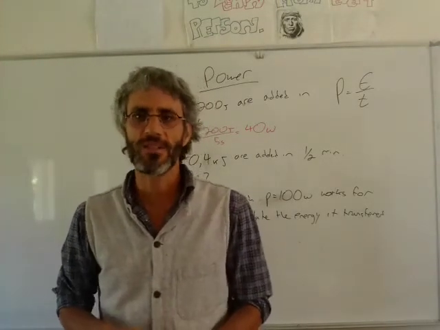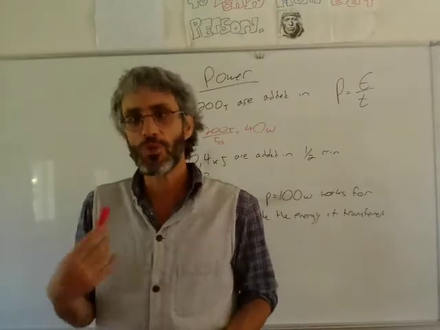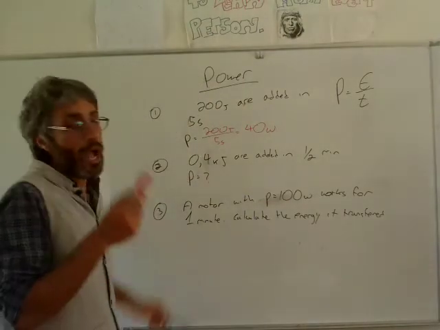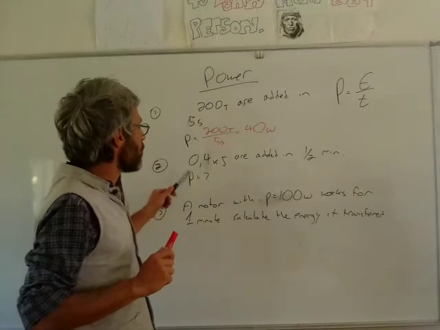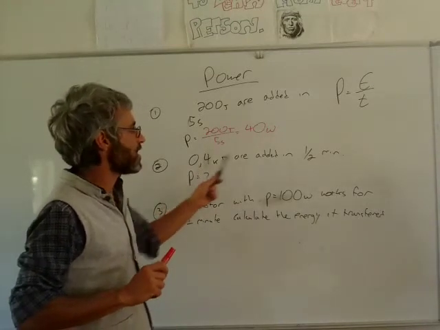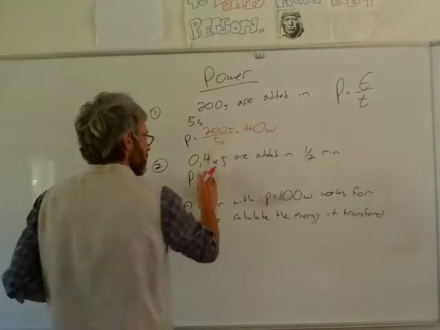How many watts does the light have? Well, that's how much energy, in this case light energy, it produces every second, or actually uses, probably more accurately. Okay, 0.4 kilojoules are added in half a minute. Again, we're given the energy and the time, but now you've got different units. But nothing difficult.